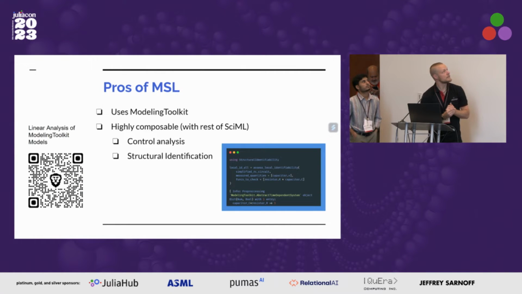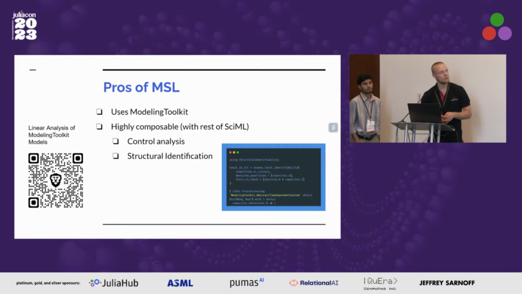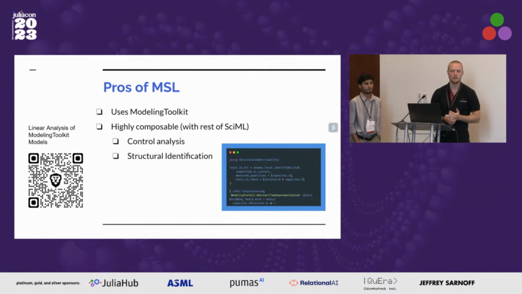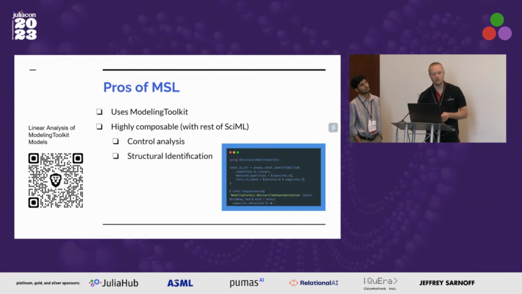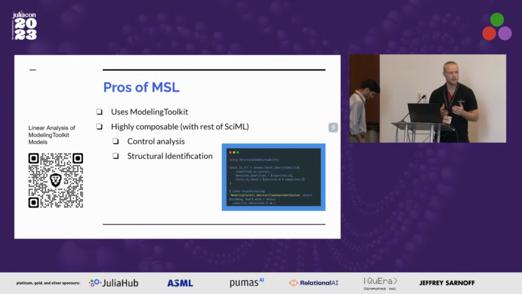Another nice feature, of course, it uses Modeling Toolkit, but with that comes a composability with the rest of the SciML organization. So we had a talk a couple of hours ago, on the QR code there, for doing control analysis using Modeling Toolkit Standard Library models. You can also do things like structural identification, so here, a structural identifiability kind of analysis.